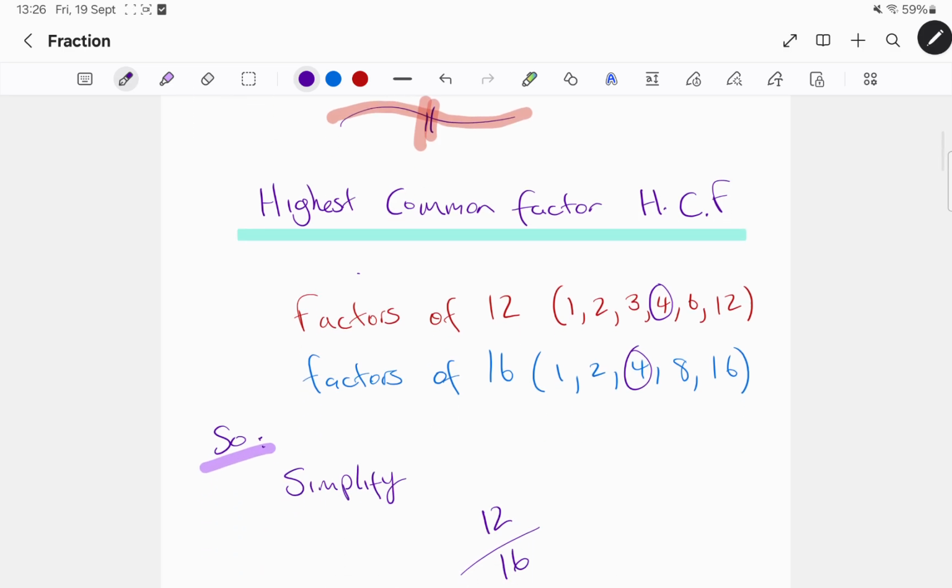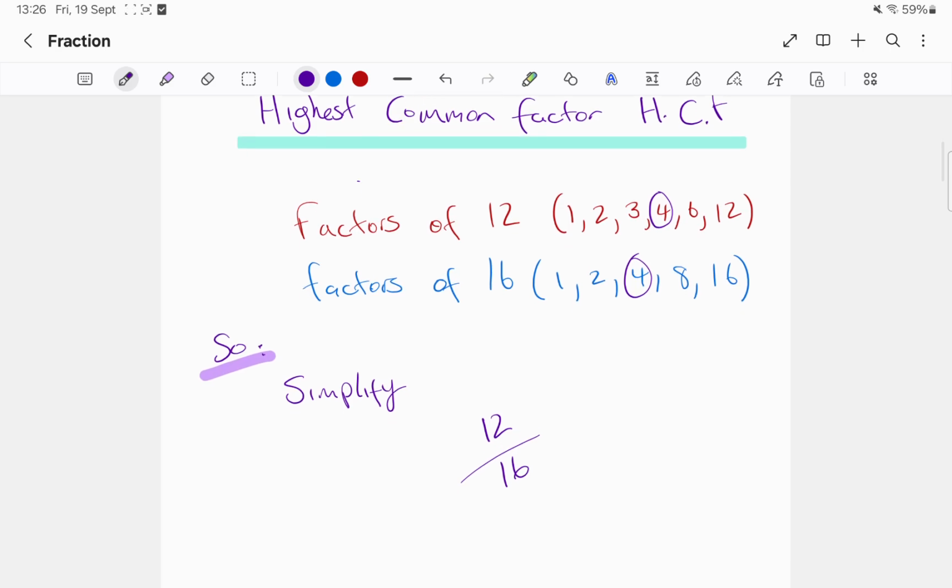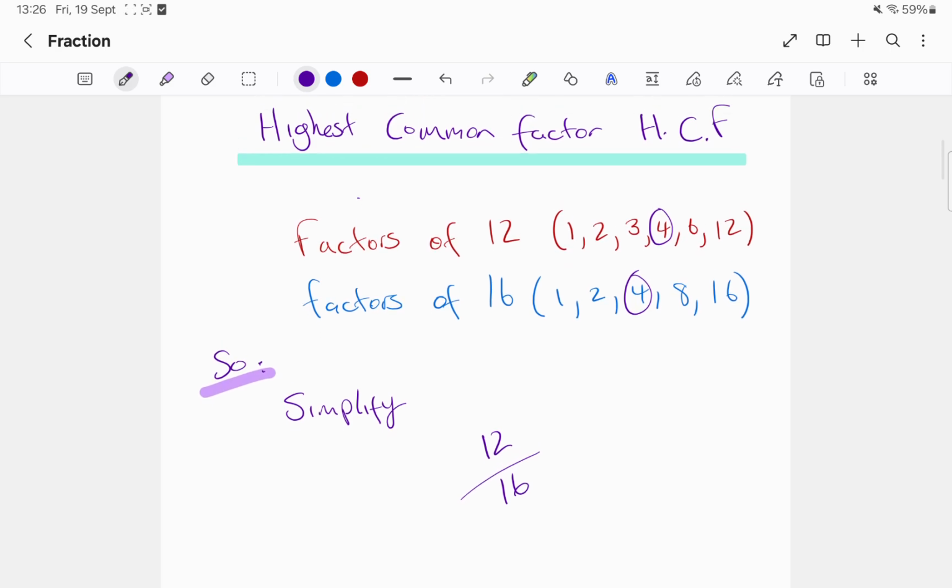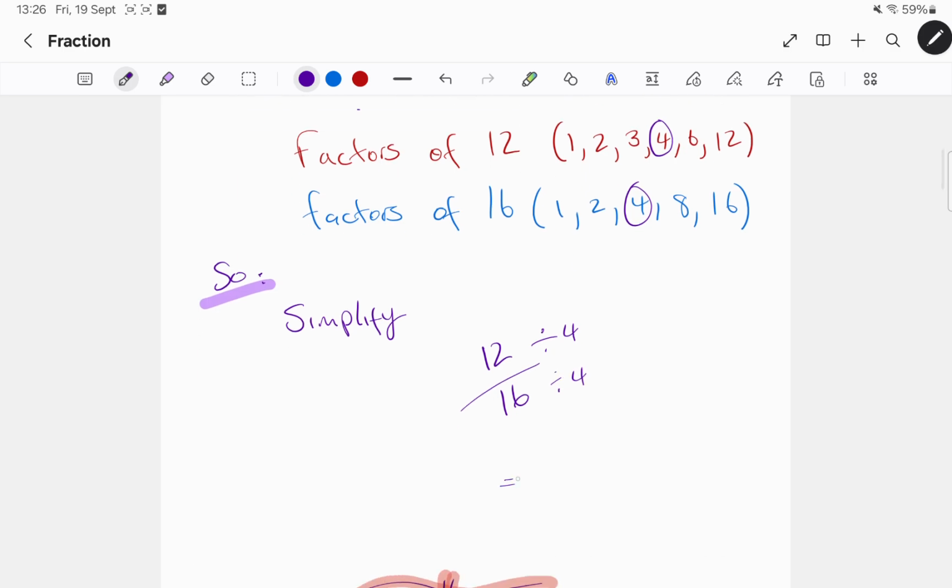So that's what we're going to use to then divide both 12 and 16. So we're going to divide 12 by 4 and 16 by 4. And what we're going to be left with is 3 over 4. So 12 over 16 is the same thing as 3 over 4, 3/4.